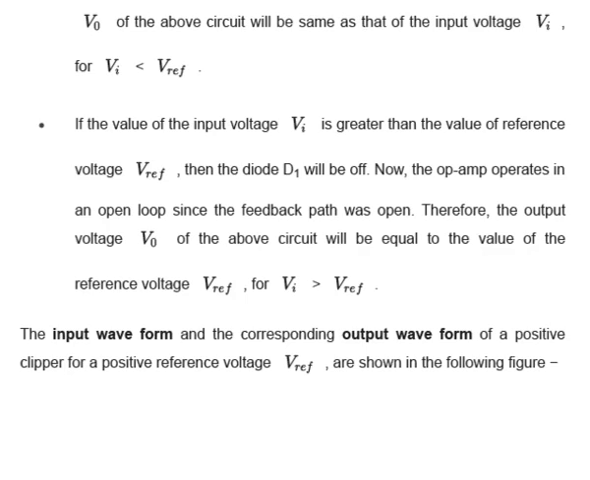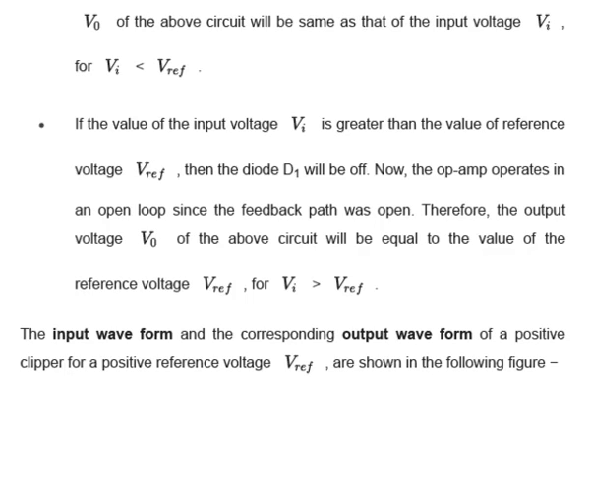Now, if the value of the input voltage Vi is greater than the reference voltage V reference, then the diode D1 will be off. Now the op-amp operates in an open loop since the feedback path is open. Therefore, the output voltage V0 will be equal to the reference voltage, V reference, for Vi greater than V reference.